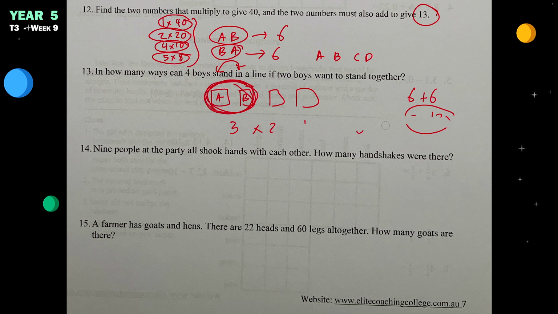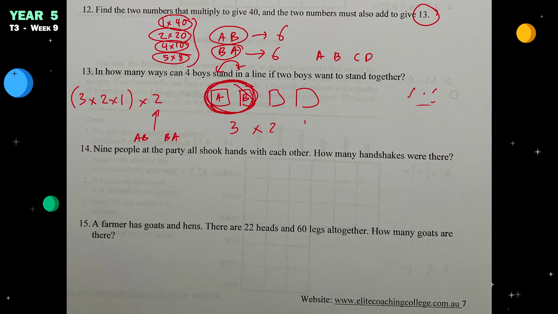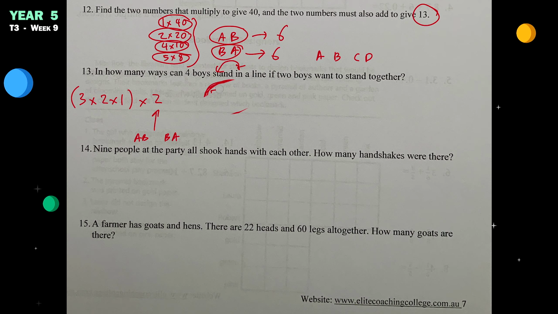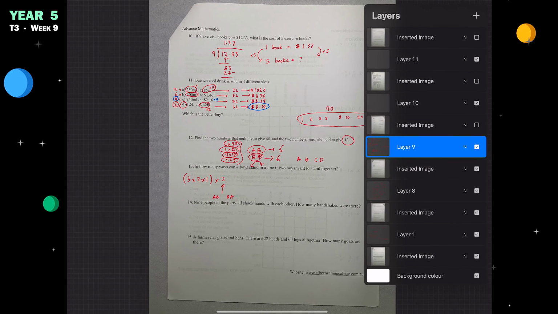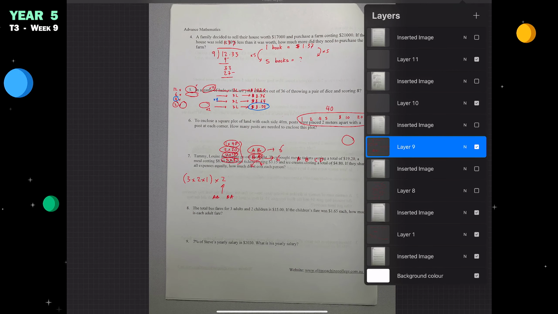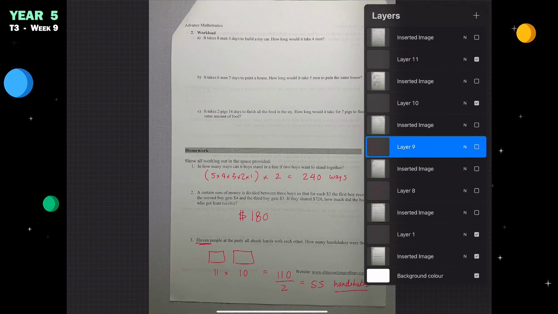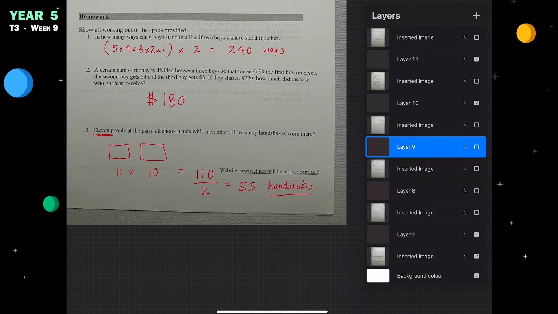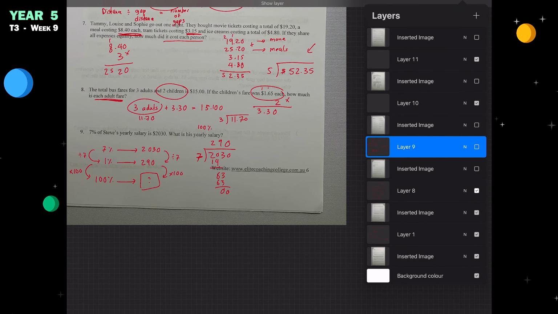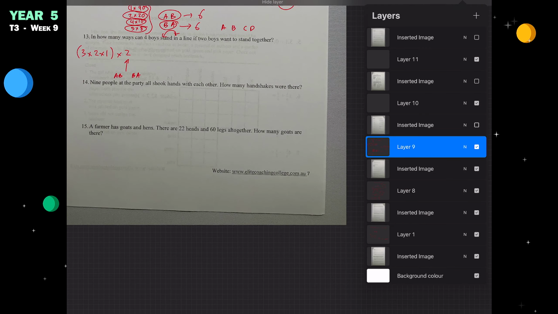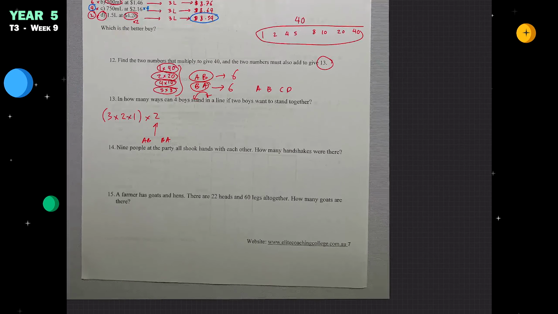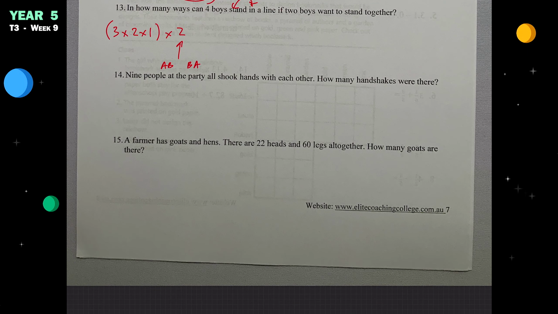The working out for this one is like this. You say 3 times 2 times 1, and then you times it by 2, because this could be AB or BA. If you're not sure what I just said, go back to question 1. Watch question 1 again and you will see what I mean, because I explain it in more detail in that one. Okay, moving on. So the answer is 12 ways, because 6 times 2 is 12 ways.